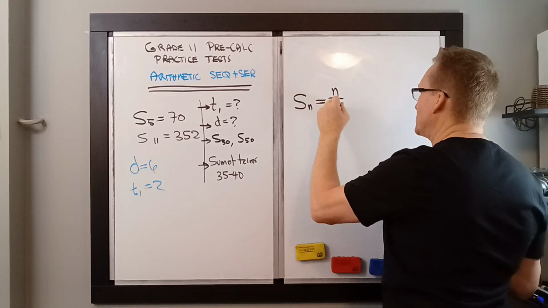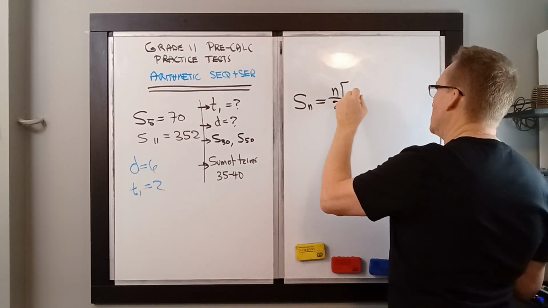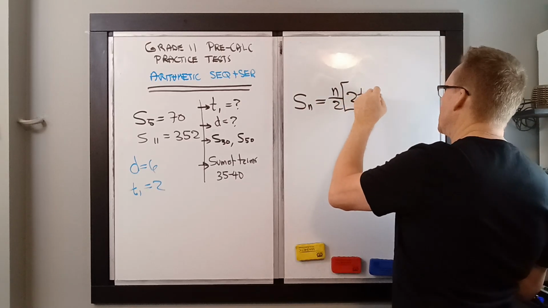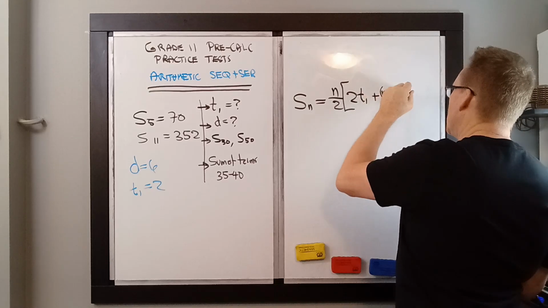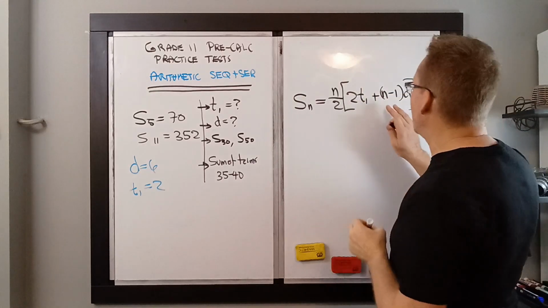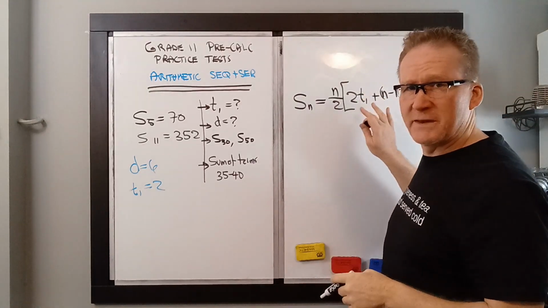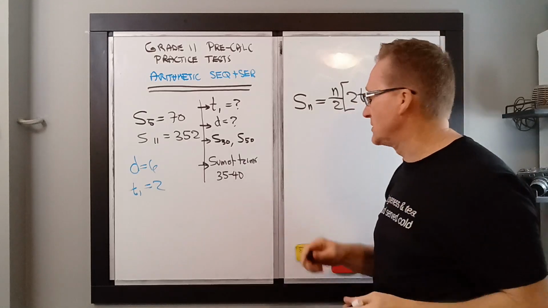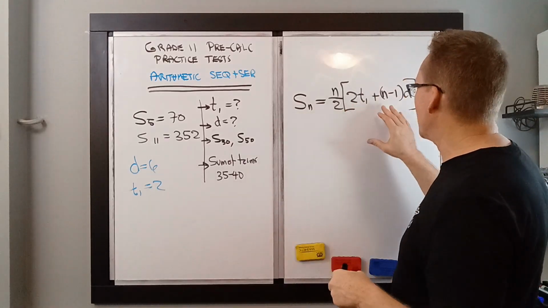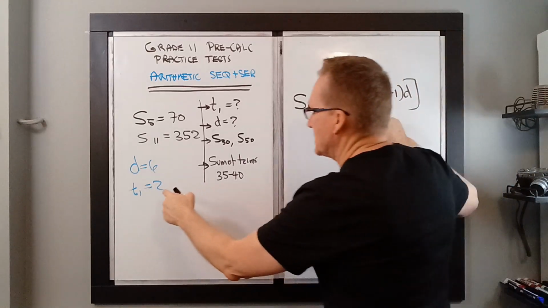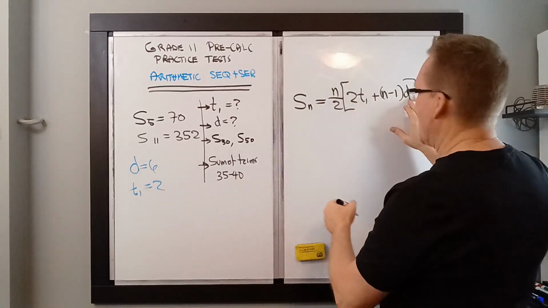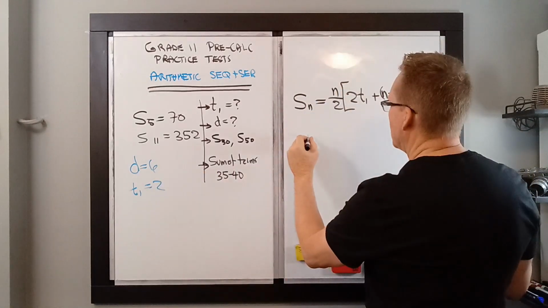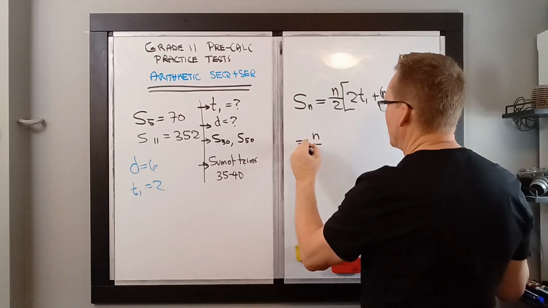So that was n over 2 times 2 times T1 plus n minus 1 times D. One of the reasons they have you do these over and over again, so that you write the equations out over and over again, you get them into your memory, and hopefully be comfortable with using them. T1 is the first one, so we can write that in there. D is 6, so we can write that in there. So let's see if we can create a general formula for the sum.